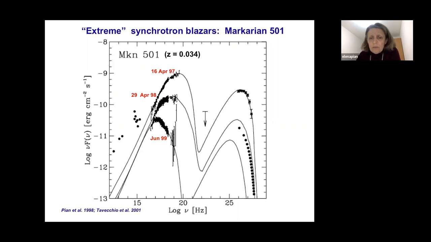This particular blazar has a synchrotron component peaking in the X-ray domain. So that's why it's called extreme. Well, that's not exactly the reason. There are many blazars that have soft X-ray peaking synchrotron components. The maximum of the synchrotron component is located between ultraviolet and soft X-rays. Well, in some cases, in a subclass, during outbursts, this synchrotron component flares up and the synchrotron maximum shifts up to 100 keV or perhaps more. That's why they are called extreme synchrotron blazers.